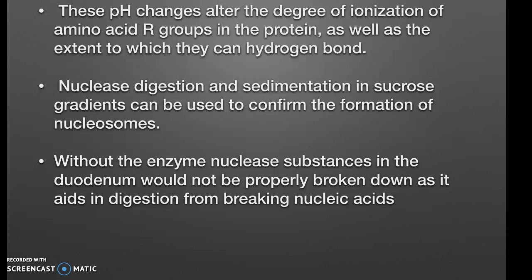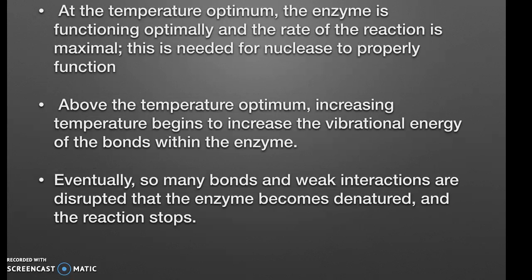And so again, we did mention that already. This is just a bit of a summary, but going back to what I just said, everything has to be in the proper pH and the proper temperature in order for the enzyme nuclease to properly work. And if they're not, then issues can result. So here, again, it's called the temperature optimum, but we already explained that, so we'll move on to the next point.